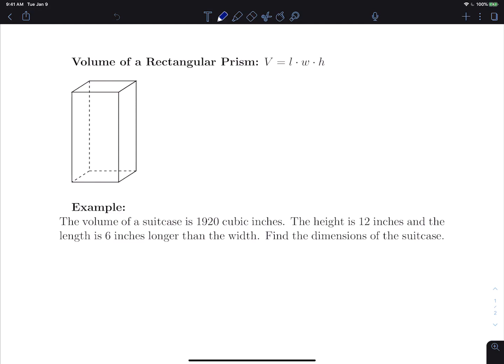Hello. In this video, we're going to talk about the volume of a rectangular prism. Now, this is just a fancy word for box. That's really all it is.